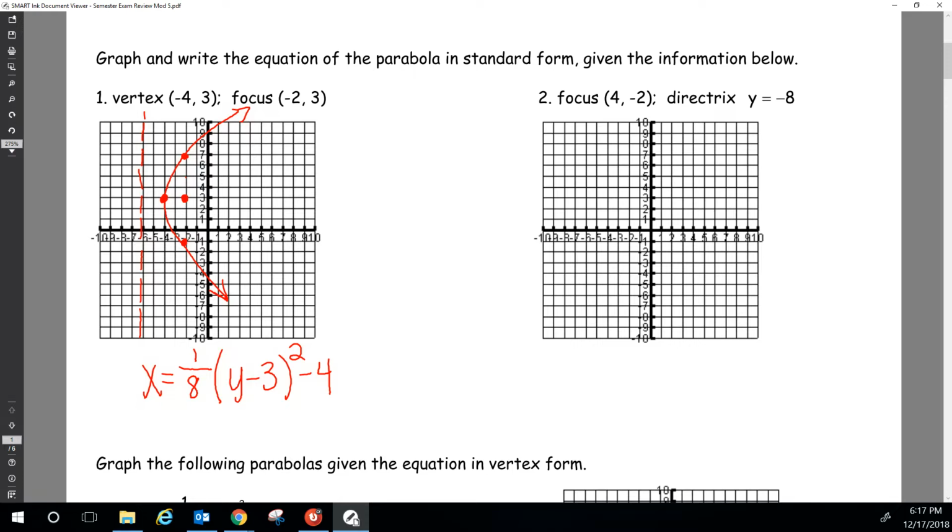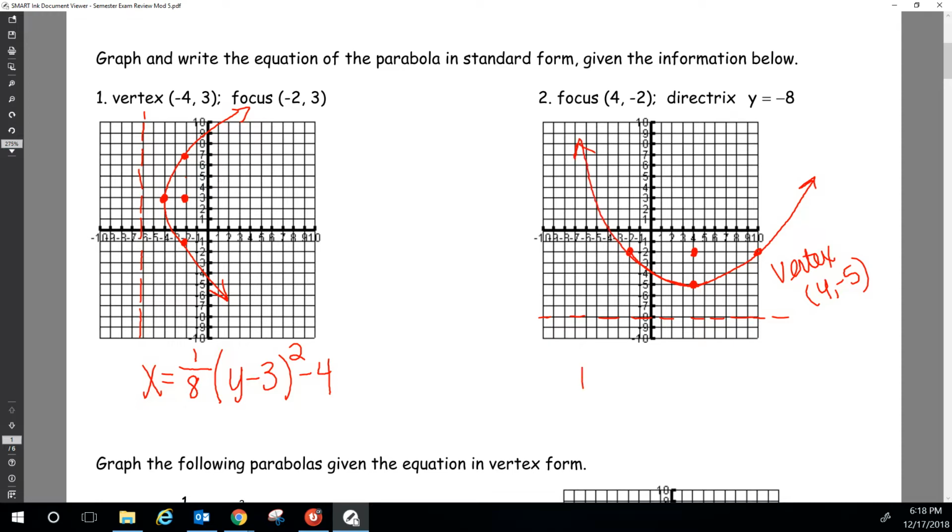All right, number 2, my focus this time is at 4, -2. And my directrix is at -8. And then what's halfway between the focus and the directrix is the vertex. And so my vertex is at 4, -5. Now the distance from the directrix to the focus is 6. So I know my focal width is going to be 6 to the right and 6 to the left for a total of 12. And since we're curving around and touching that focus, this is an upward opening parabola.